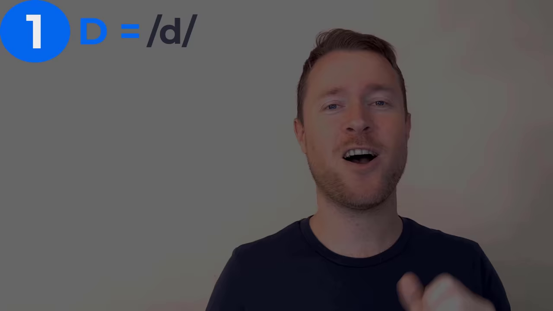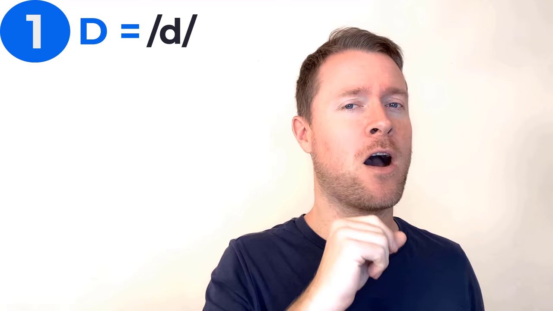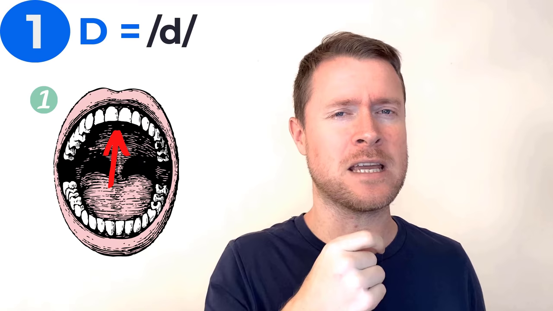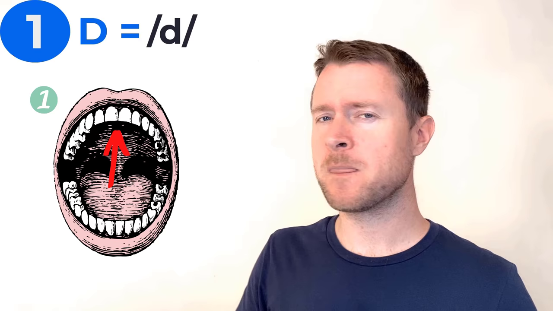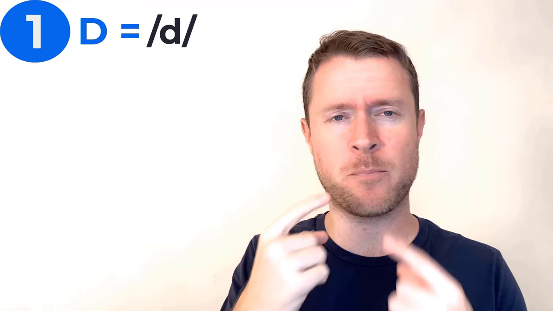Take your tongue, the tip of your tongue, put it behind your teeth, on something called the alveolar ridge. It's the same place that we make the letter T sound, and build pressure, okay? Imagine that there is air that you want to get out of your mouth, but your tongue is stopping that air, and you're building pressure, and then you release.